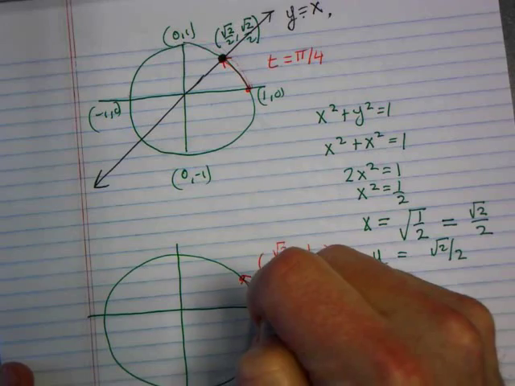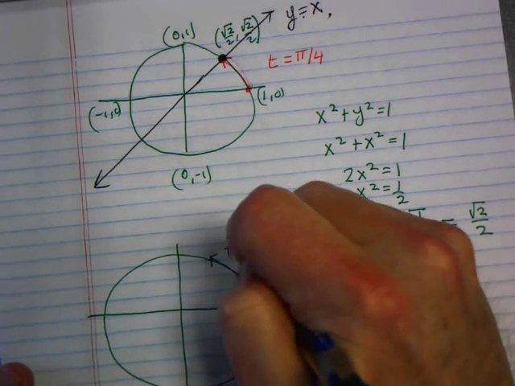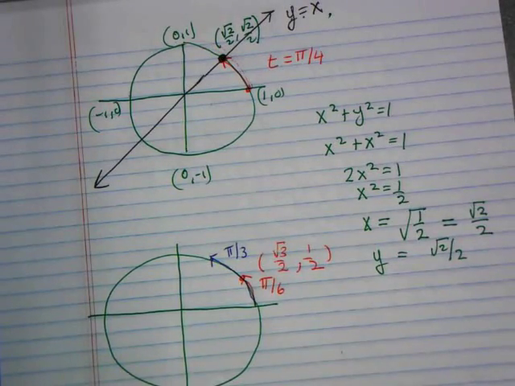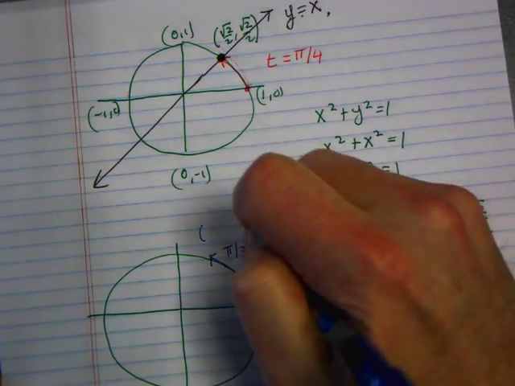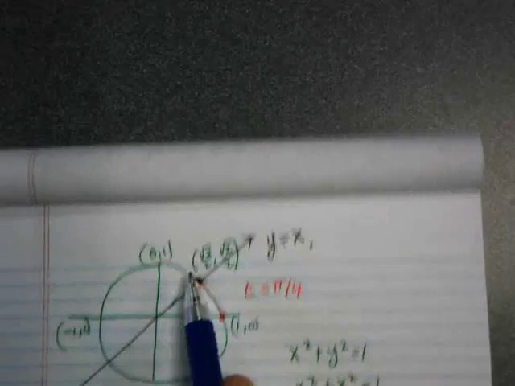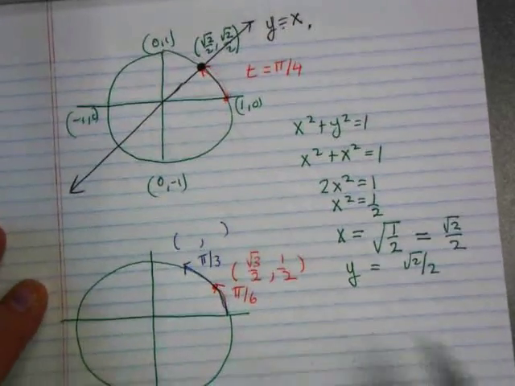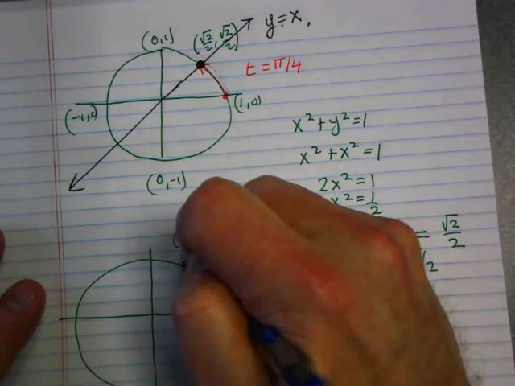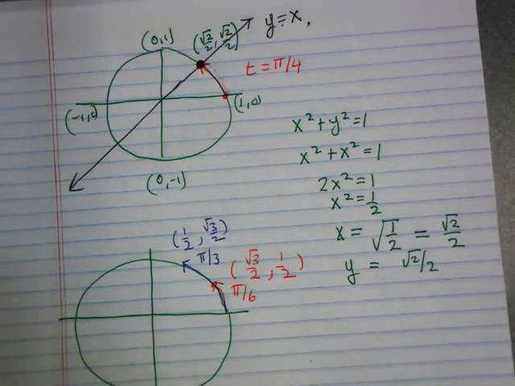And another famous arc length is pi over 3. Anybody happen to know the terminal point for pi over 3? No. If x is square root of 2 over 2, y is also square root of 2 over 2. Is it reversed of that one? It's reversed of that one. It's (1/2, square root of 3 over 2).